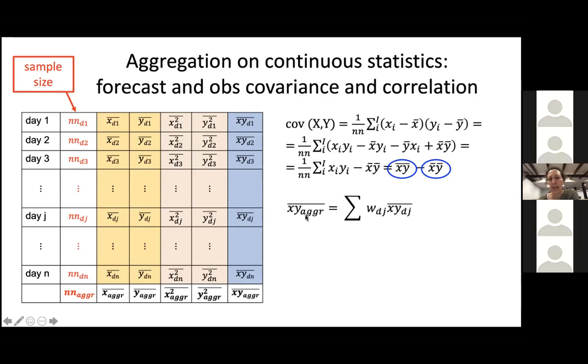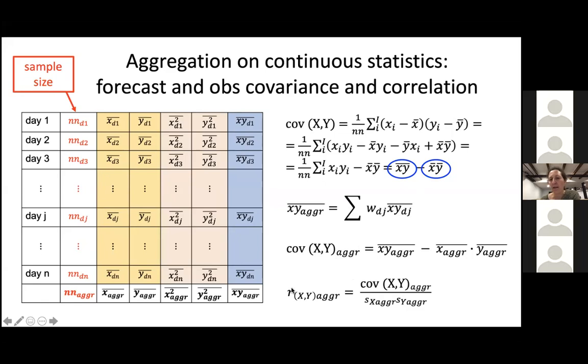So how do you evaluate the aggregated average of the products? Similar to the average. You have the average of the products for every day, okay? And then you do the weighted sum. So the covariance is going to be equal to the average of the products minus the product of the averages, as here. And once you have the aggregated covariance, you can calculate the aggregated correlation, simply normalizing by the standard deviations.